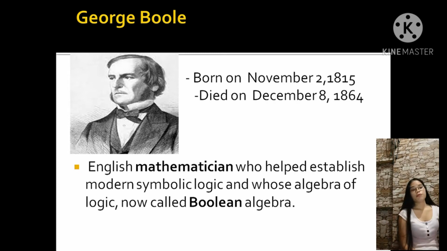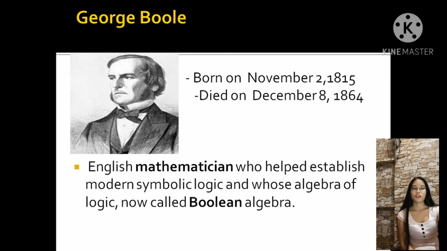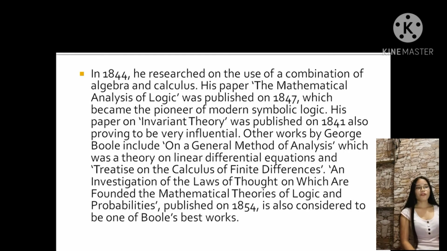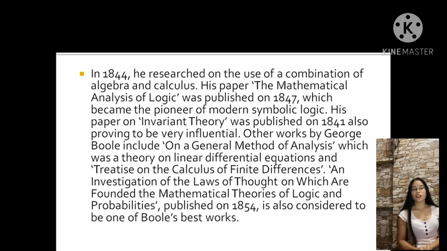He was an English mathematician who helped establish modern symbolic logic, and whose algebra of logic is now called Boolean algebra. He was a mathematician and a logician who worked immensely to create a branch of mathematics now called deductive logic. In 1844, he researched the use of a combination of algebra and calculus.